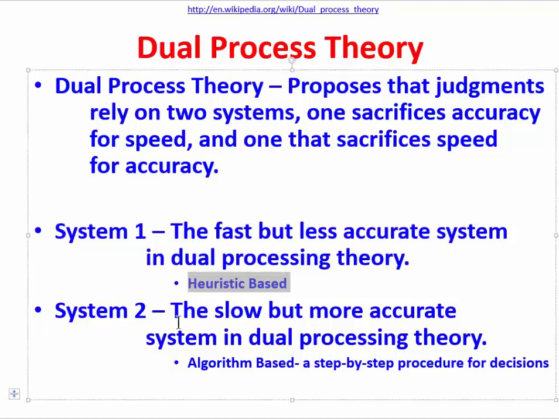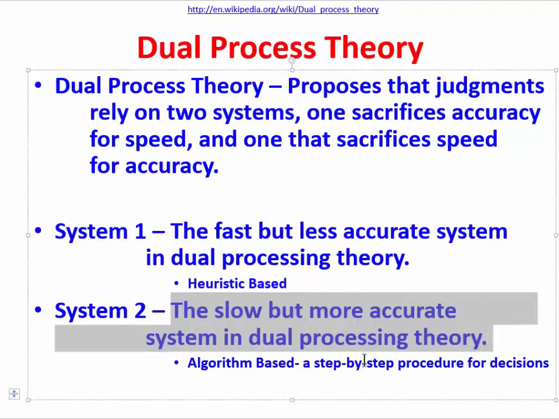We can contrast this with so-called System 2, which is slower but more accurate in the dual processing theory. And this is said to be algorithm-based. It's a step-by-step procedure for decisions. Algorithms are nice because they're very much guaranteed to generate a correct outcome. The problem is they're very slow, and they're also very cognitively demanding. They don't come to us easily. We have to really work at them.